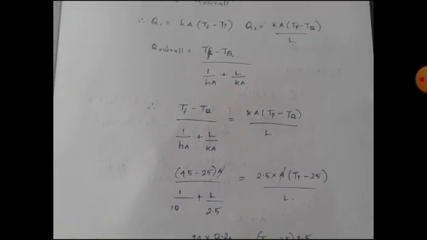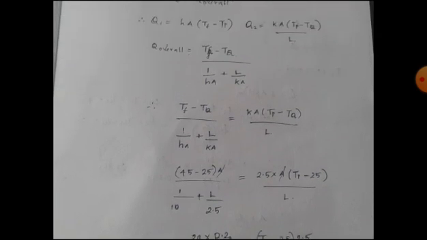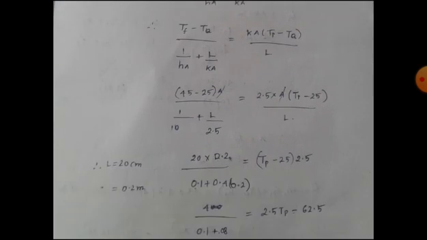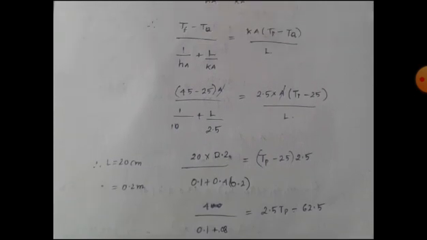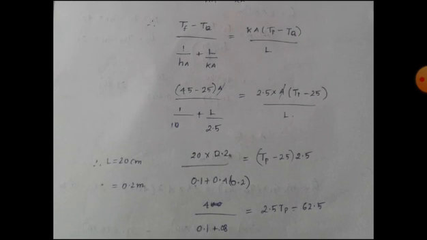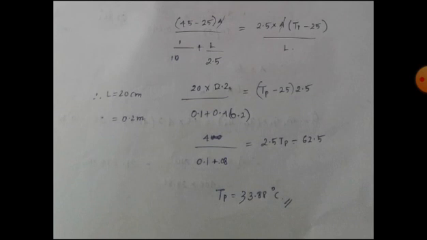I have taken here Q overall and Q conduction. So this is how I have solved. This is a simple calculation only. If you watch it, you will understand clearly. If you have any doubts, please post them in the comments. Okay, we are getting TP as 33.88 degrees Celsius.